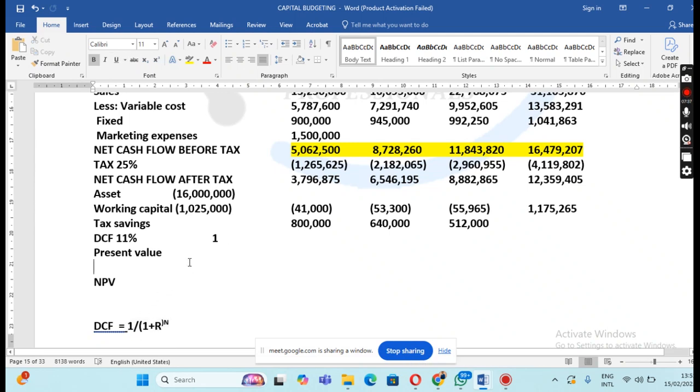So this present value here, your DCF will be just to add all the year 0 together, the 16 million, this and the other one. Please add it together. What do you have?